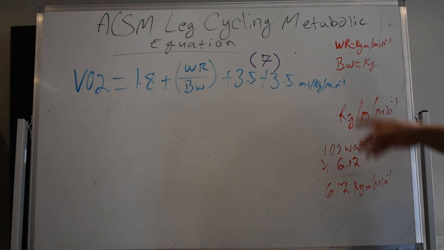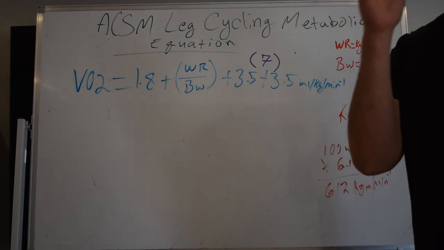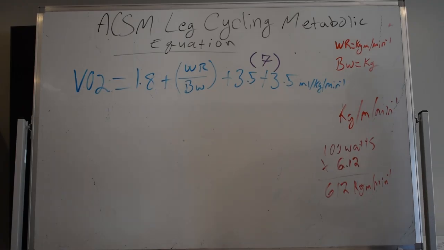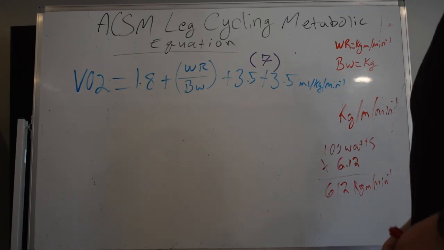The other caveat is the body weight of the individual. That has to be in kilograms, not pounds. Remember, if they give you pounds, divide it by 2.2, and that will give you the body weight in kilograms.